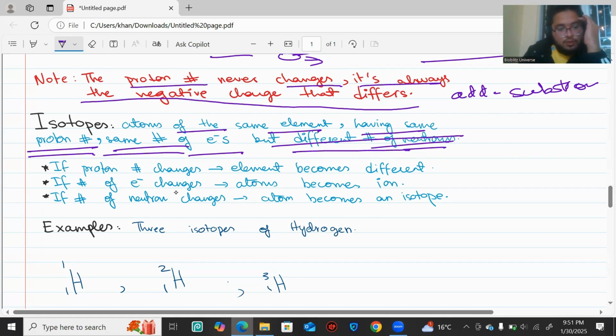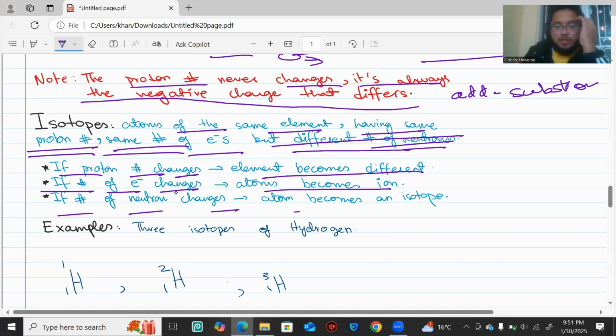Now there are some notes: if the proton number changes, the element becomes different. If the number of electrons changes, the element becomes an ion. If the number of neutrons changes, the atom becomes an isotope.